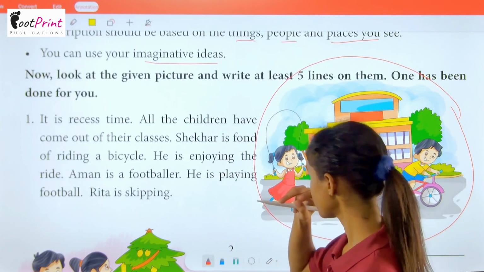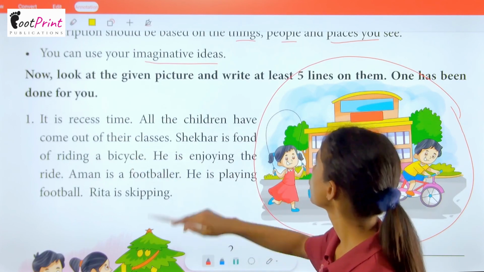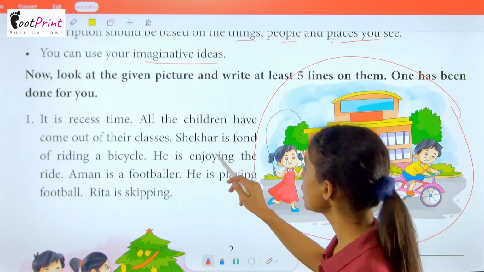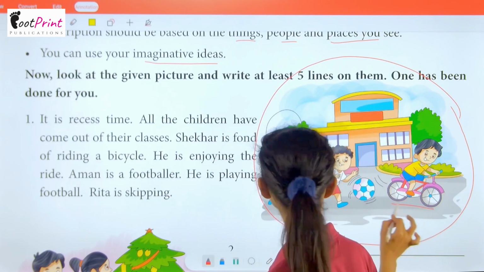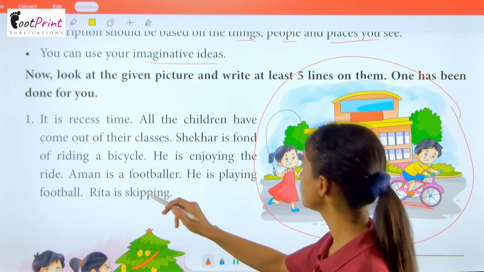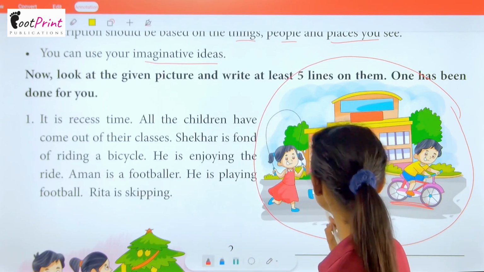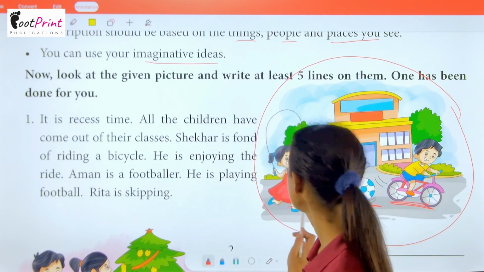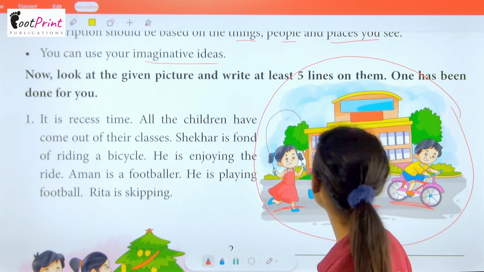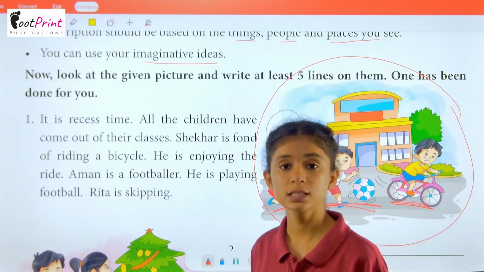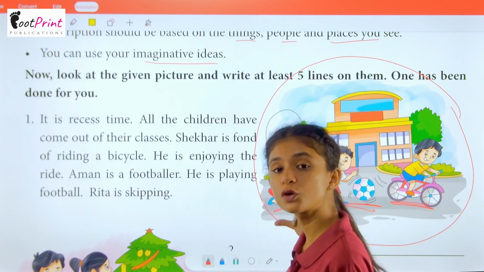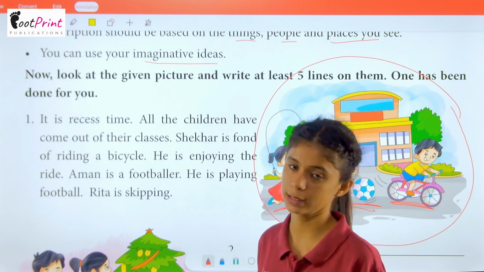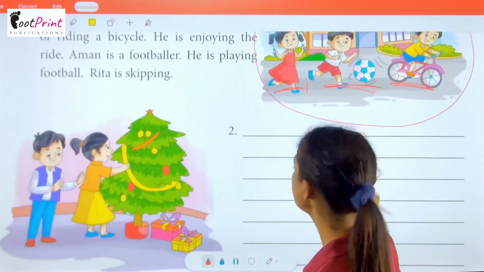It is recess time. All the children have come out of their classes. Shekhar is fond of riding a bicycle. He is enjoying the ride. Aman is a footballer. He is playing football and Rita is skipping. By looking at the picture, the writer has understood that it is a picture of a school, it is recess time, and all the children are playing outside. So, this is how you have to describe a picture.